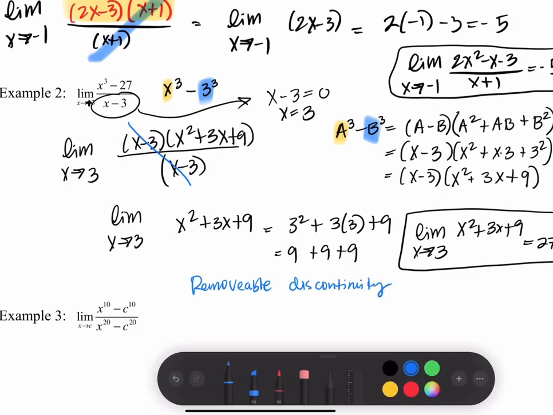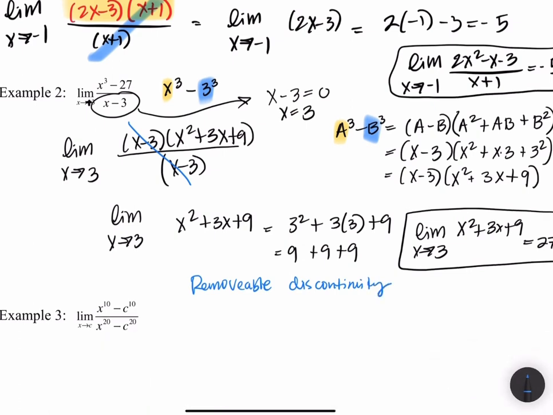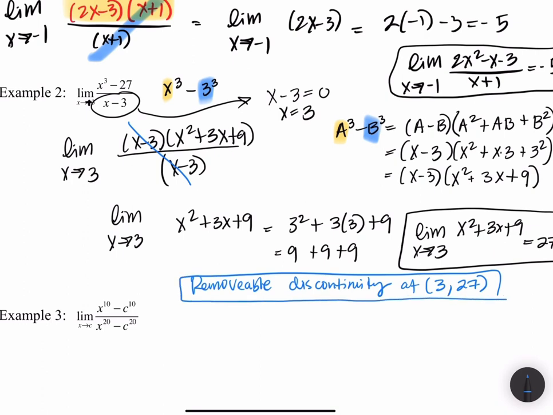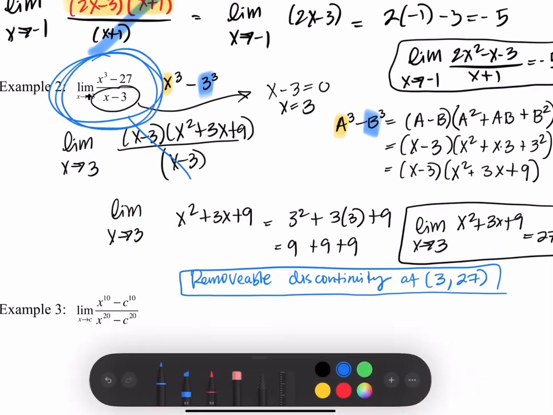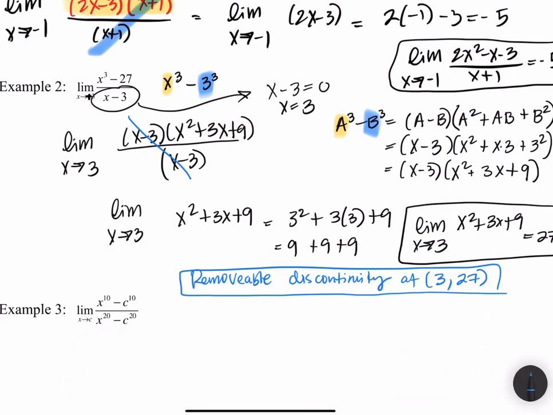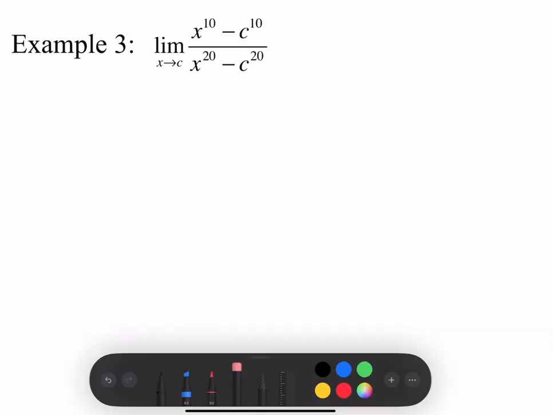I'm going to put the coordinate, remember, because this is a hole, a point, at 3 comma, and the y value is our limit value, which is 27. So again, if you were to graph this function, you would see a hole, an undefined point at (3, 27) if you go on Desmos and graph it. All right, we're going to be looking at example number 3 now.